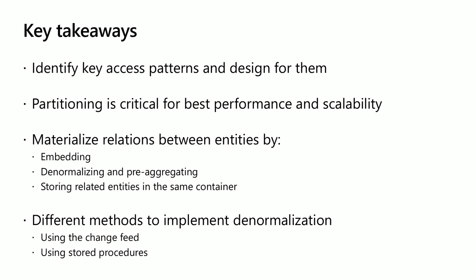There are different ways to materialize relationships between different entities in Cosmos DB. You can embed, like we embedded customer addresses in customers. You can denormalize and pre-aggregate, just like we did with tags and products. We kind of pre-aggregated the tag names into the product, so it's ready to be served whenever I want to query my products. You can also store related entities into the same container, just like we did between the customers and the sales orders. Cosmos DB exposes different methods for you to implement denormalization.